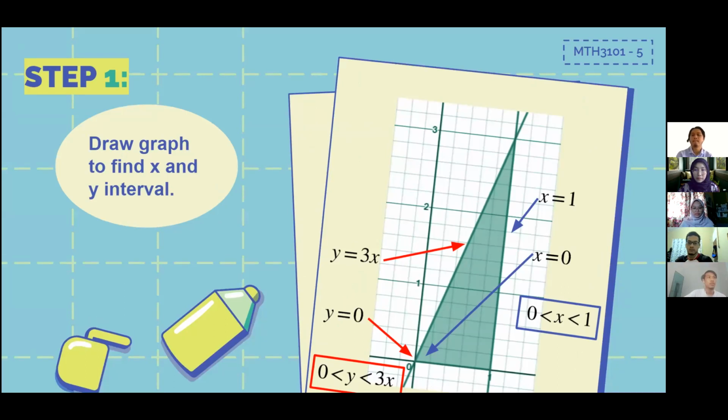Okay, for the first step, we need to draw the graph to find the x and y intervals. For y, we have y equals 3x and y equals 0, so 0 is less than y is less than 3x. For the x interval, we have x equals 0 and x equals 1, so x is between 0 and 1.